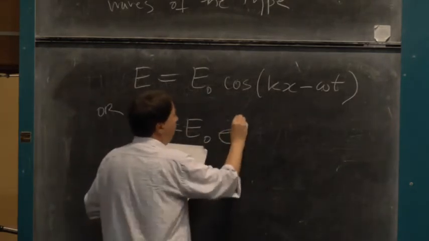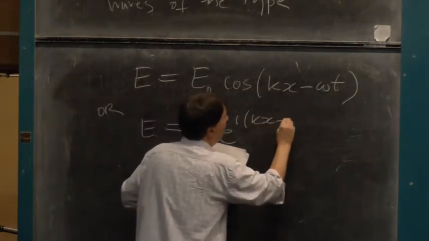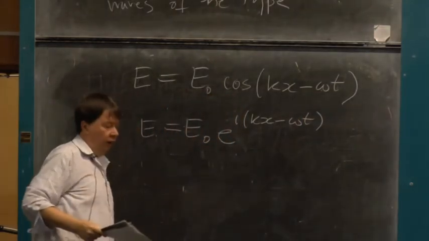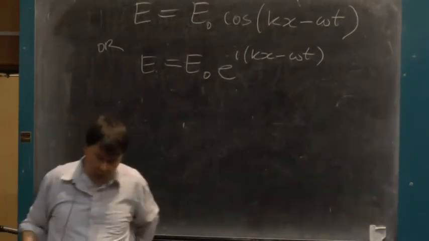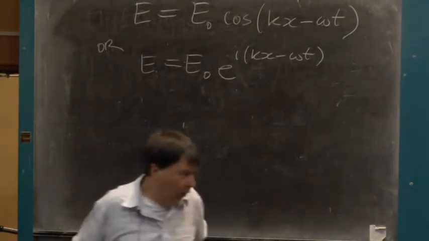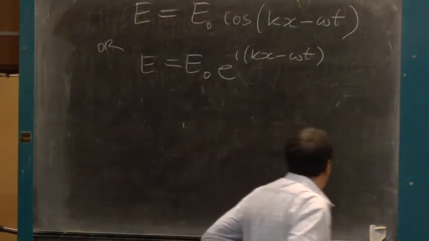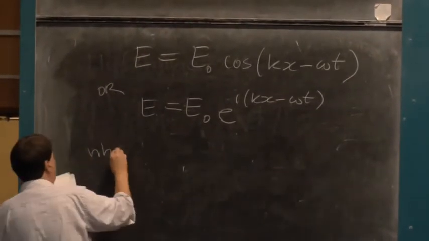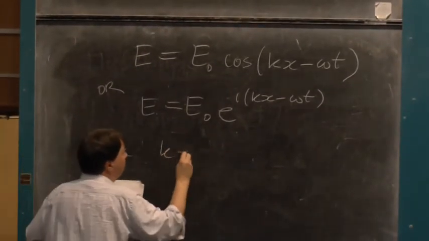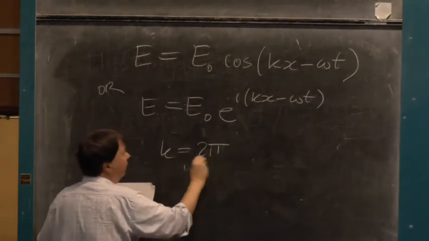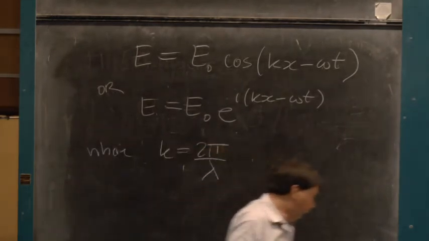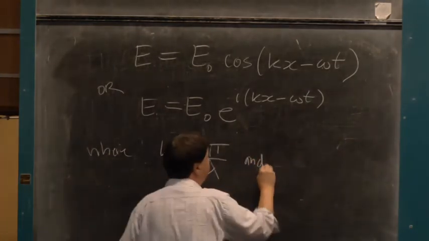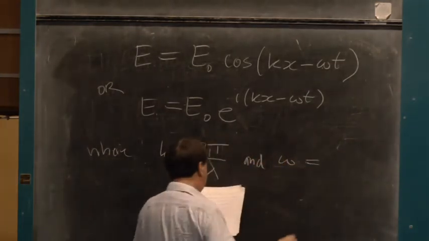Now, I mentioned this right back in maths lectures last year, that the Euler relation is the most useful I did in that whole course, that e to the i theta is cos theta plus i sine theta, where k is 2 pi over lambda. This is the angular frequency in space, and omega is 2 pi over T.